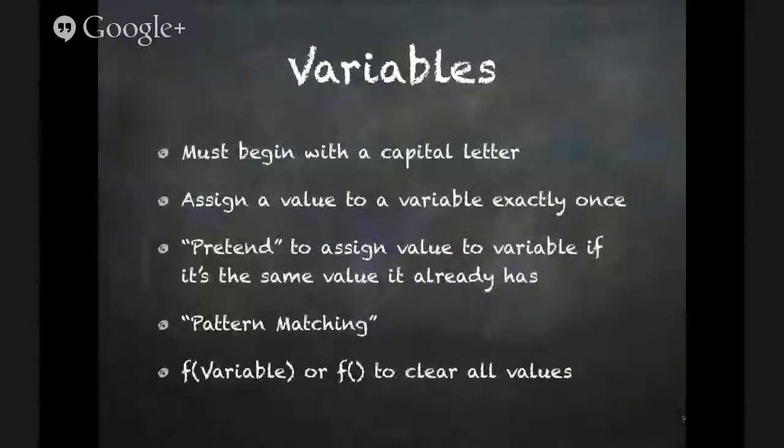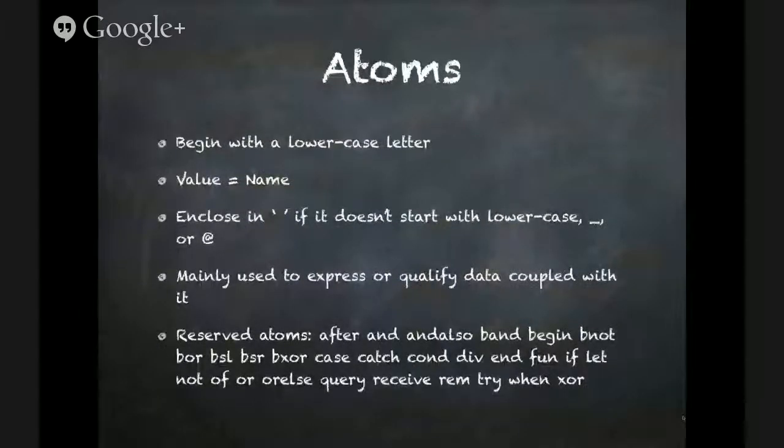So, moving on. We also have this concept called atoms. This was new to me. These begin with a lowercase character. You can kind of think of them like constants almost, where the value is equal to the name. If you don't want to use lowercase for whatever reason, you can actually enclose it in apostrophes, and then it'll be valid. And the benefit with atoms really comes in when you combine it with some data. So you have an ID as an atom, and then you have some data. We'll see that in a little bit here.